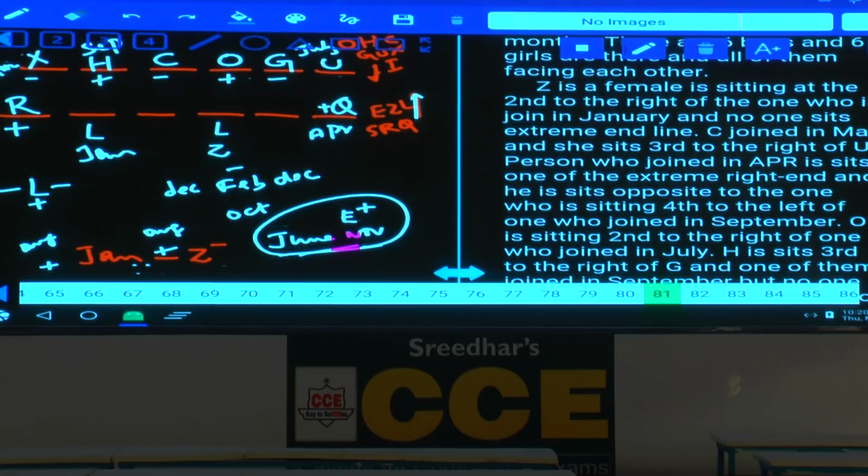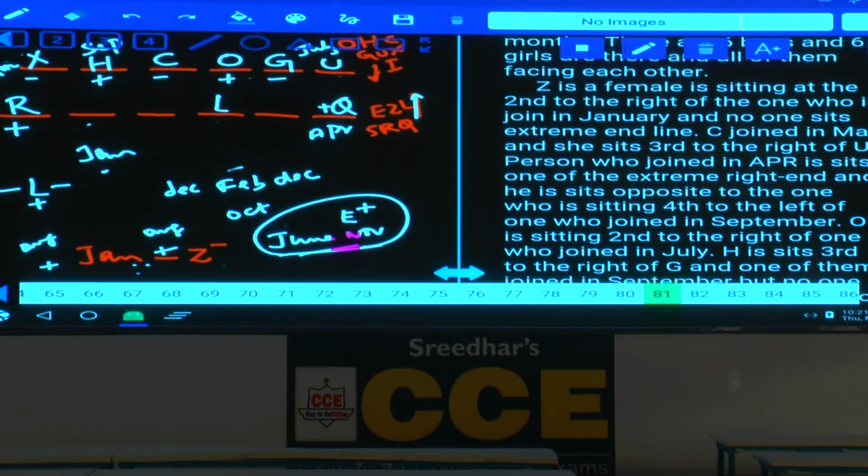Are you following this one or not? If Jan is here, then Z will be here. If Z is here, then we need to have June and November and E as immediate neighbors. That is not possible because immediate neighbors of L are females. And again, L cannot be at this place. Why can L not be here? Because immediate neighbors of L are females. As L cannot be here, where should L be? L must be here only, second to the left of Q.